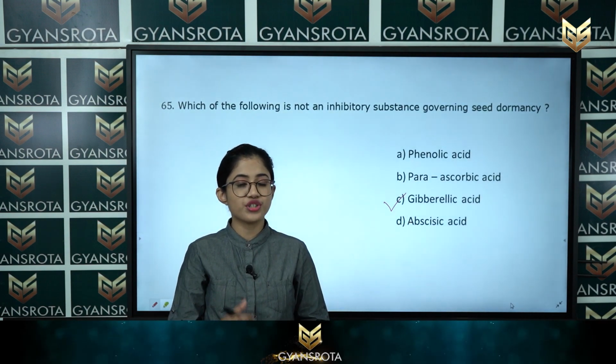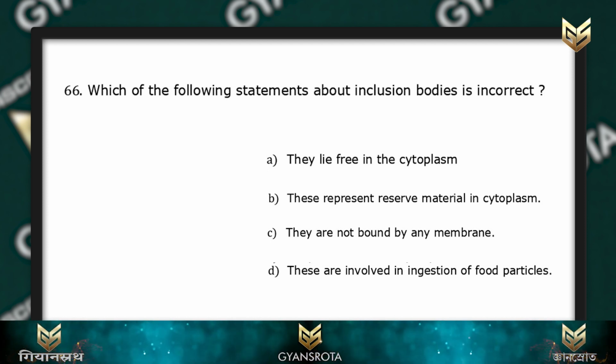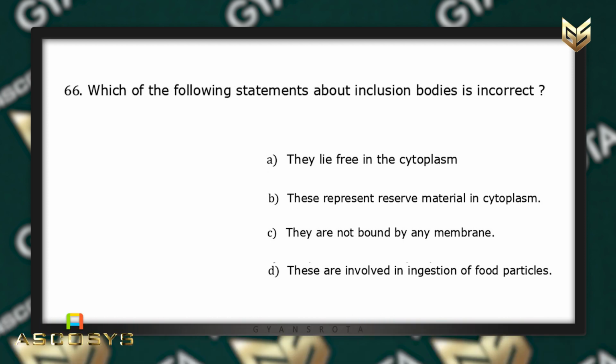Now, let us see the next question, that is question number 66. Which of the following statements about inclusion bodies is incorrect? Option number A. They lie free in the cytoplasm. Option number B. These represent reserve material in cytoplasm.